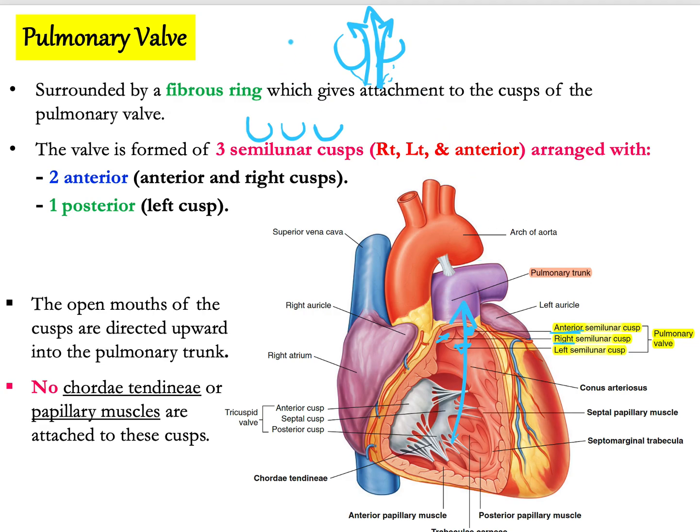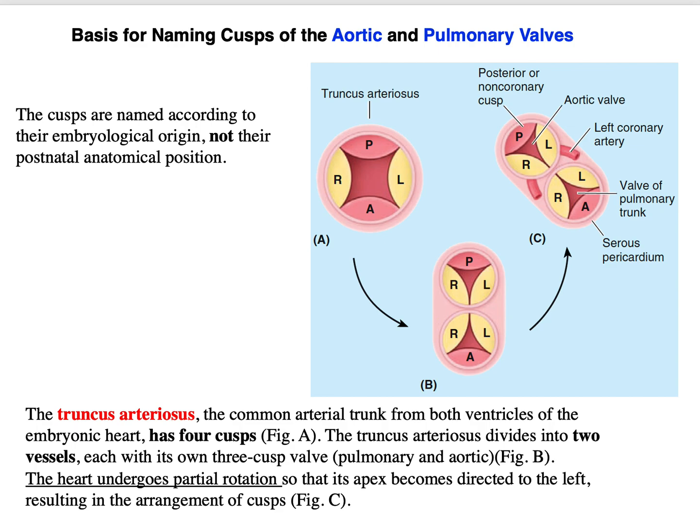But when the blood tries to return back to the right ventricle, it will automatically fill these cusps. When these cusps are filled, they will create a kind of blockage or a valve known as the pulmonary valve.